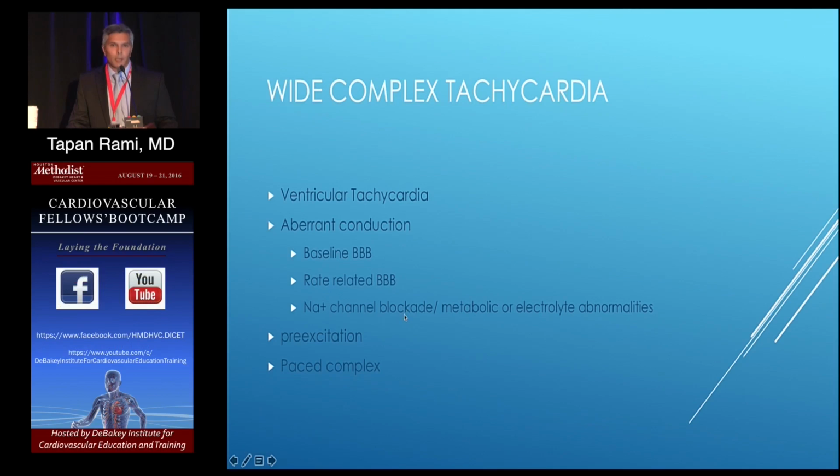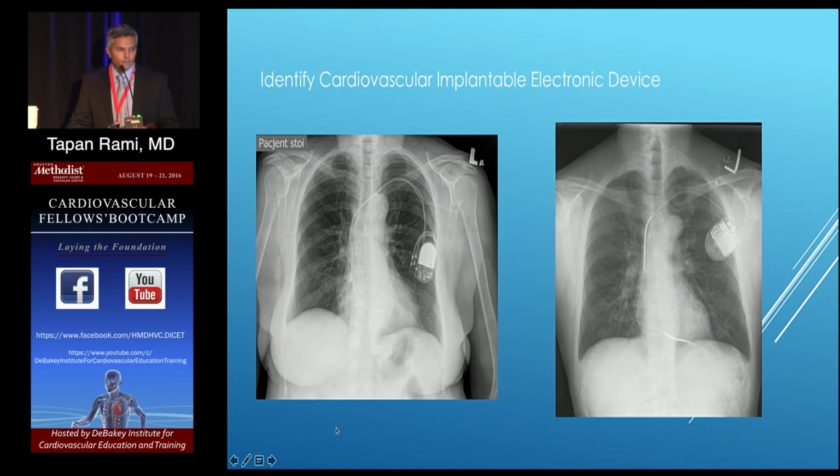If they're on flecainide, so sodium channel blockade, you may get these bizarre-looking wide QRS complexes. If they have any type of metabolic or electrolyte abnormalities, such as hypokalemia, hyperkalemia, you can get these bizarre QRS complexes as well. And the differential is pre-excitation, so any type of rhythm we talked about earlier, whether it's antidromic AVRT, atrial fibrillation with bystander conduction through the pathway. And then, of course, paced complexes can also cause a wide complex tachycardia. So this is kind of your differential that you have here.